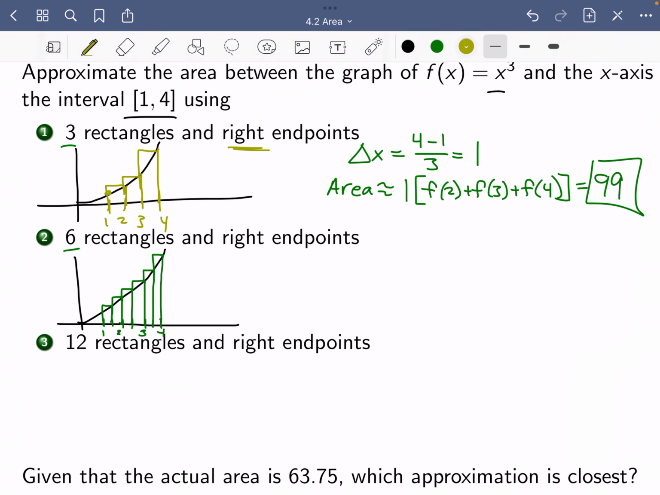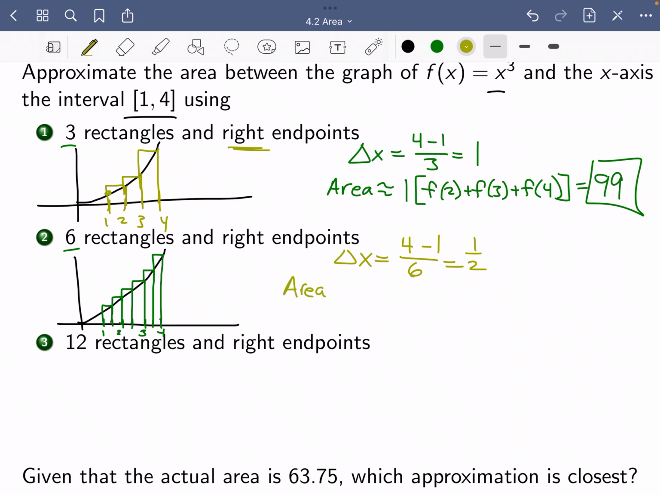So what is our area here? Well, delta x in this problem, we still have the same endpoints, b minus a, 4 minus 1, over 6. So the widths of our rectangles are now 1/2.